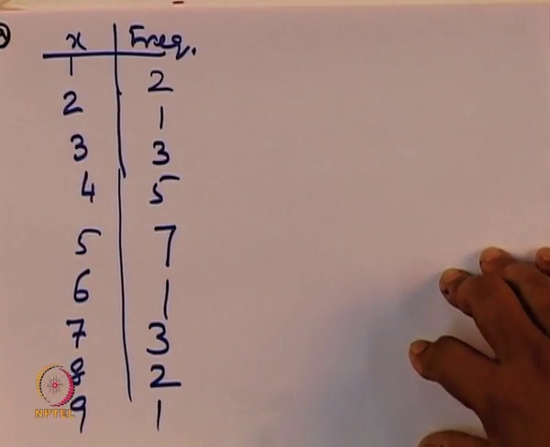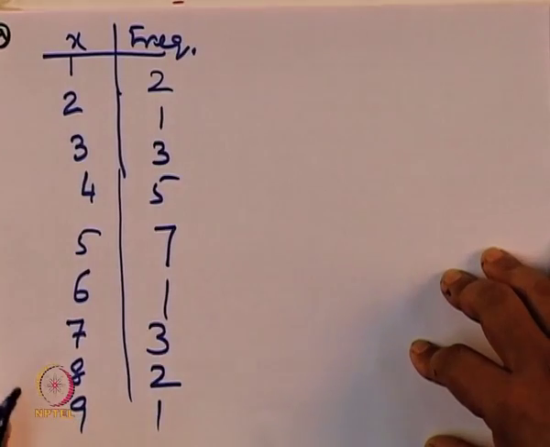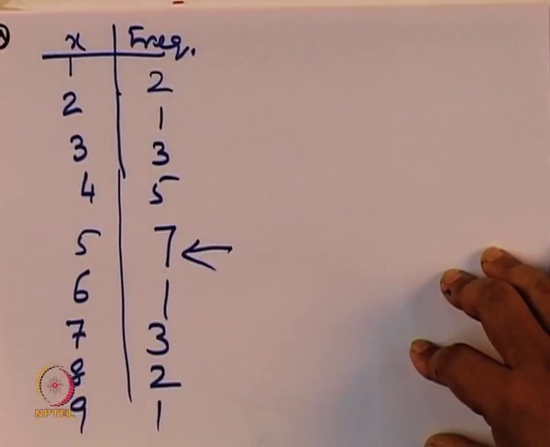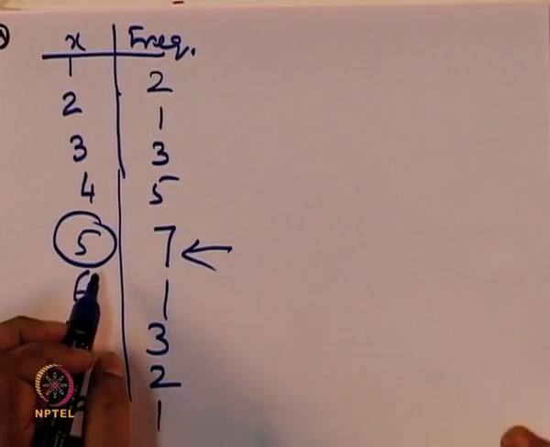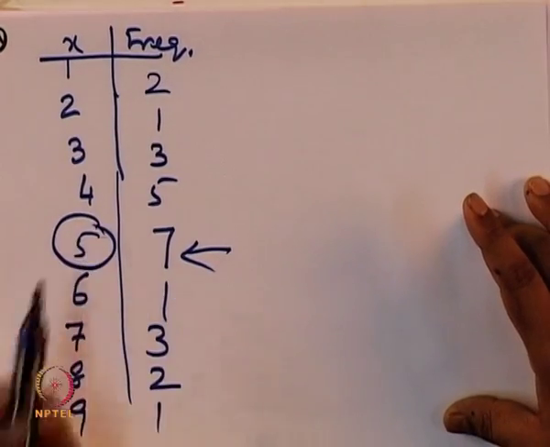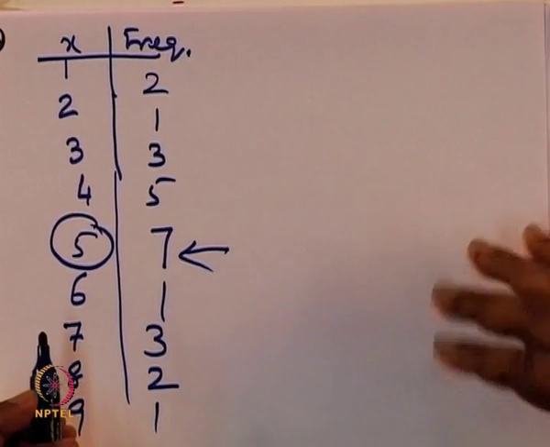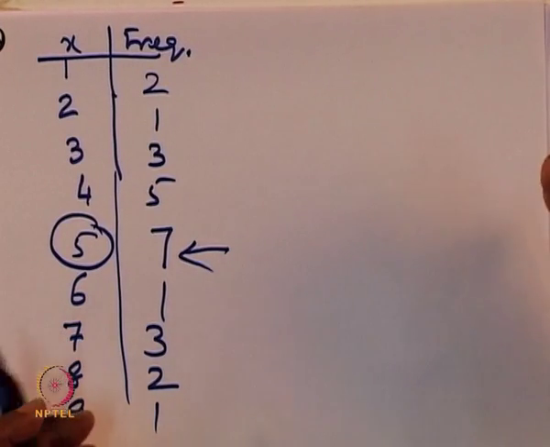Okay. So, clearly you look at the frequency column, identify the maximum number which is 7, that means your mode is 5. Okay. So, mode is the most frequently occurring value which is 5. So, on an average 5 visits are there in a given week.